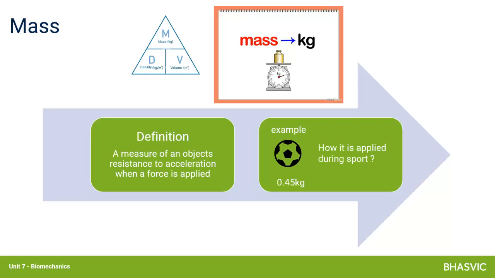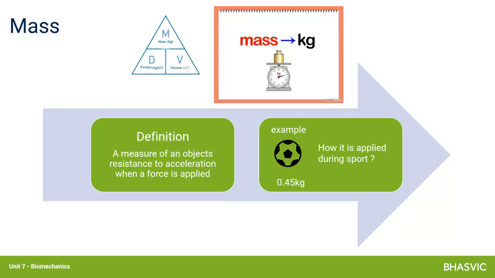An example of when mass is applied during sport to a person is in rugby. If a rugby player has a larger mass, then they will generate more momentum, therefore making them harder to stop. This would give the team a bigger advantage, as it would be harder for the other team to stop them running at a high speed.